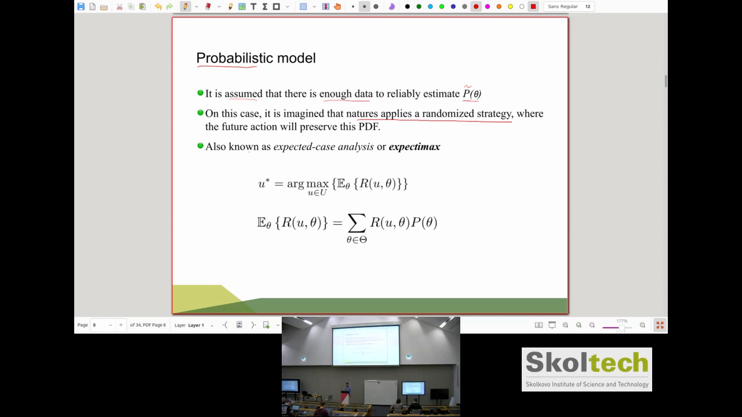Okay, so now we have this. We know how nature is going to behave, more or less. And then the problem becomes, instead of Minimax, expected case analysis, or Expectimax. I took this from Russell's book. They just call this problem that, and the other was Minimax, a very compact term. With this, we know exactly what we are referring to.